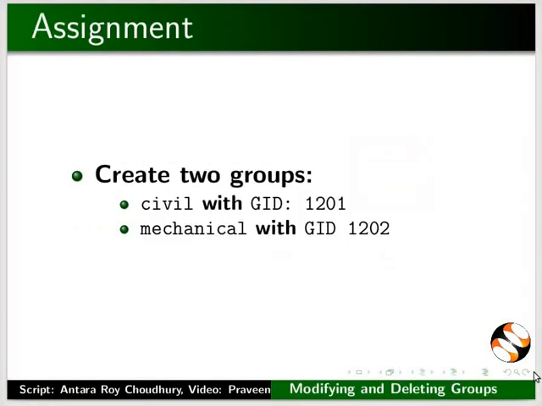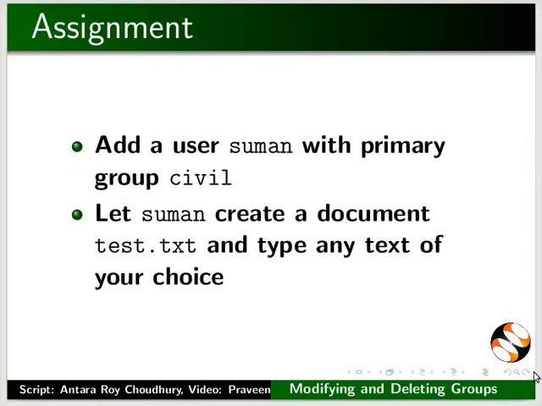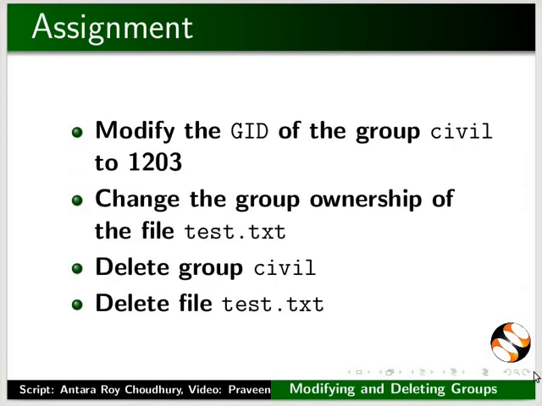As an assignment, create two groups, civil with GID 1201, mechanical with GID 1202. Add user Suman with primary group civil. Let Suman create a document test.txt and type any text of your choice. Modify the GID of the group civil to 1203. Change the group ownership of the file test.txt. Delete group civil. Delete file test.txt.